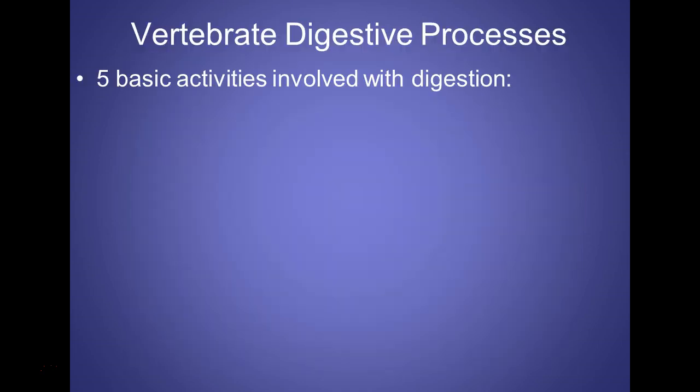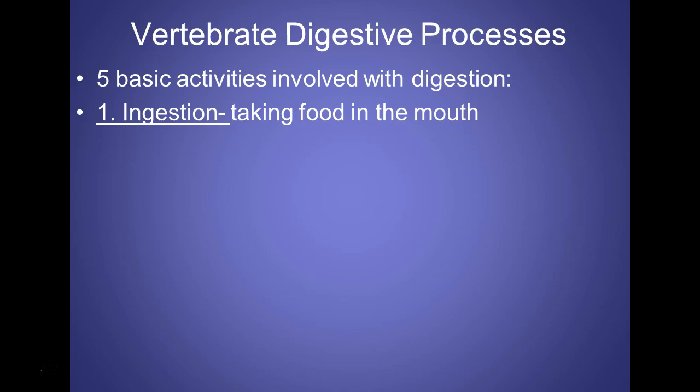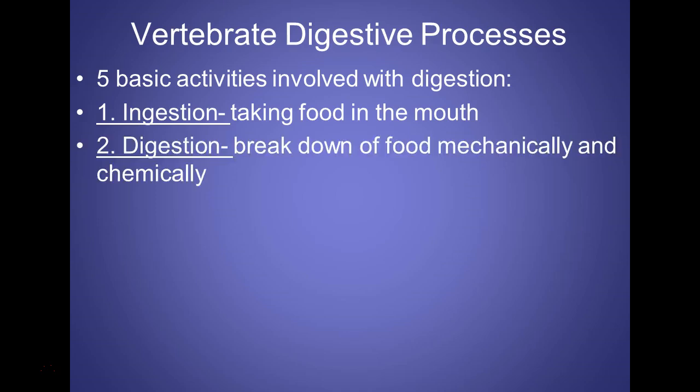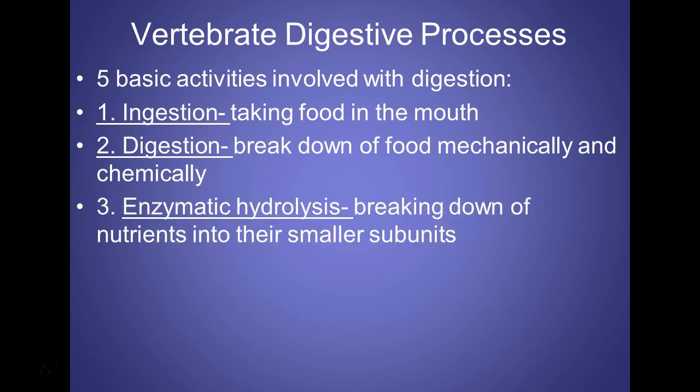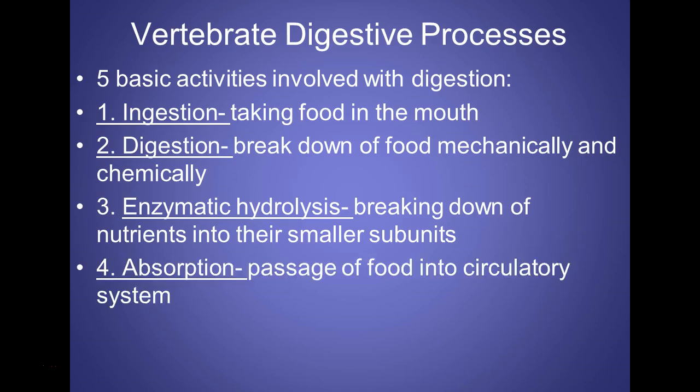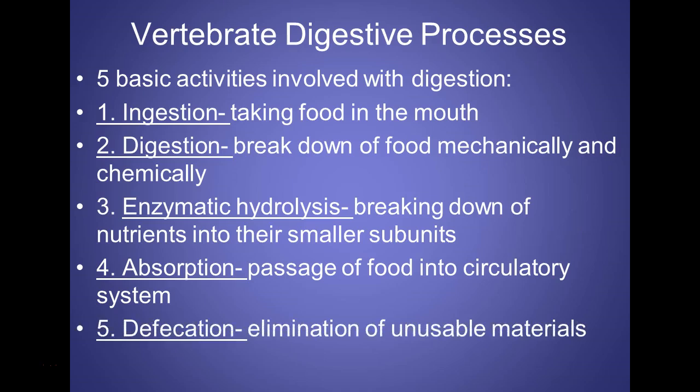All right, so there are 5 basic activities involved with digestion. The first one is called ingestion, and that's taking food in the mouth. The second is digestion. It's the breakdown of food mechanically and chemically. The third is enzymatic hydrolysis. It's the breaking down of nutrients into their smaller subunits. Fourth is absorption, which is the passage of food into the circulatory system. The circulatory system, we'll learn, is the delivery system for the body. And then 5 is defecation, and that's the elimination of unusable materials.